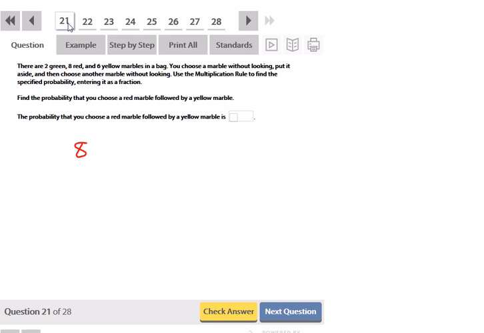Okay, so if the first one was red, there would be 8 reds out of 2 plus 8 plus 6, which is 16 marbles. Times, if you took that red out and left it out, now there's only 15 marbles left, and followed by a yellow, there would still be all 6 yellows there. So let's reduce. This gives me 1/2. This can still be reduced. Six over 15 divided by 3 gives me 2 over 5. Then I could still get the 2s to cancel out, so I'm left with 1 over 5. There's a 1 in 5 chance of that happening.